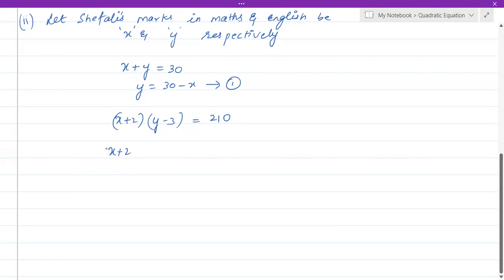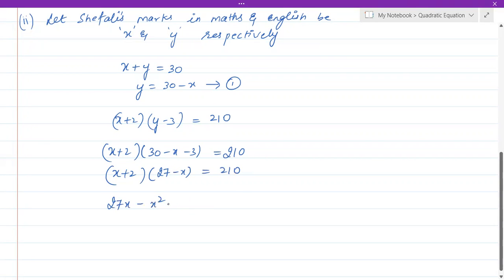Now, in the next step, let's substitute for y. Y is 30 minus x. In place of y, we have written the value of y, that is 30 minus x. Minus 3 equals 210. So, x plus 2, 30 minus 3 will become 27 minus x equal to 210. So, here multiply x into 27. 27x, x into minus x square. 2 into 27, 54. 2 into minus x, minus 2x equal to 210.